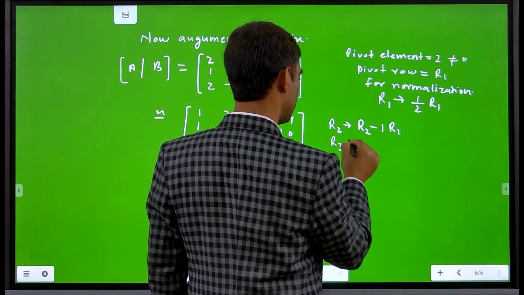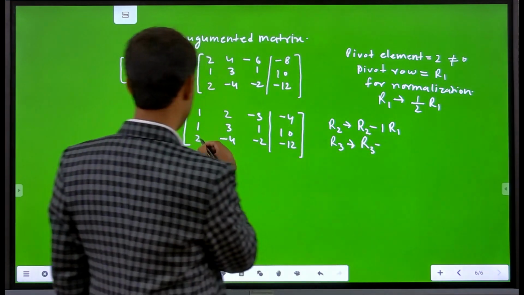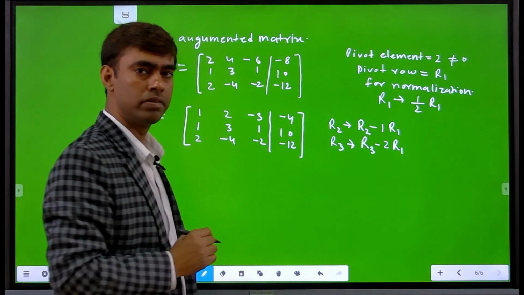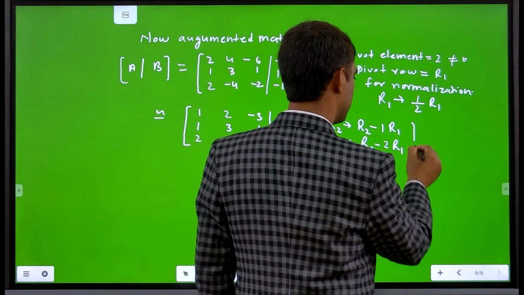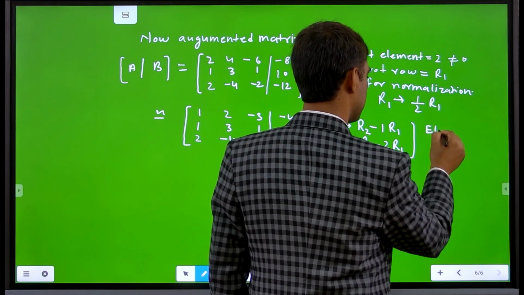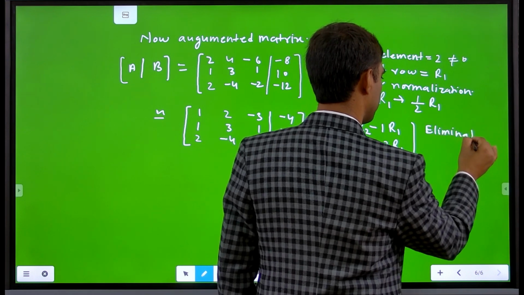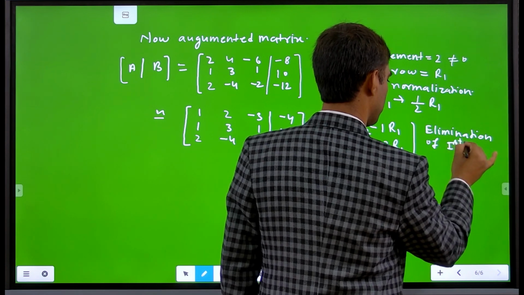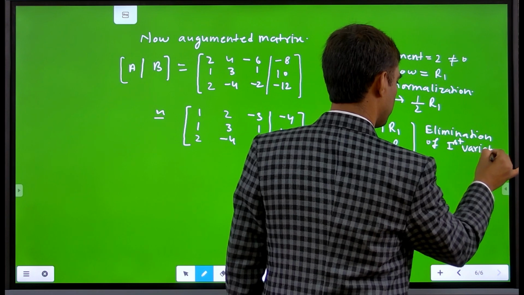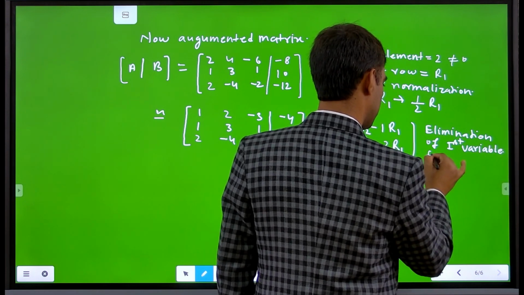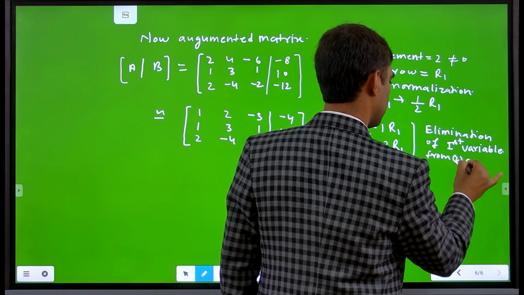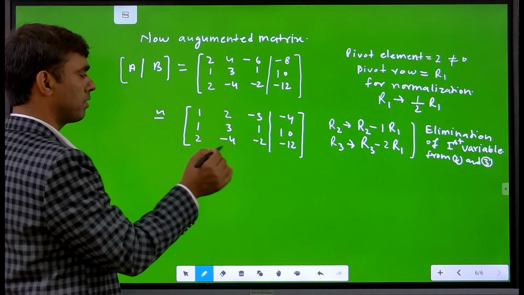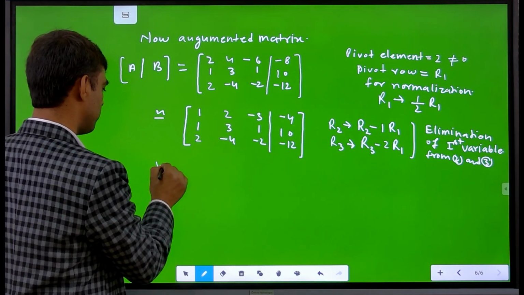R3 tends to R3 minus 2 R1. So, this one is an elimination stage, elimination of the first variable from the second and third equation. After performing this operation, what is the equivalent form of the matrix?